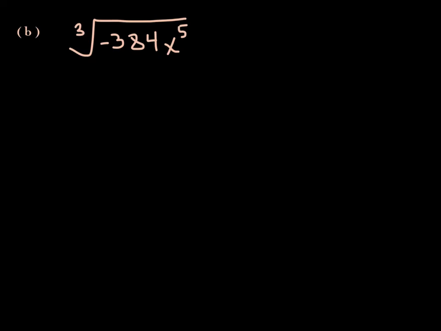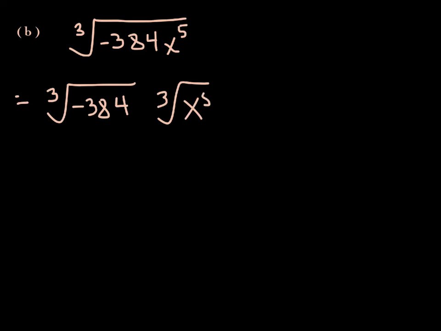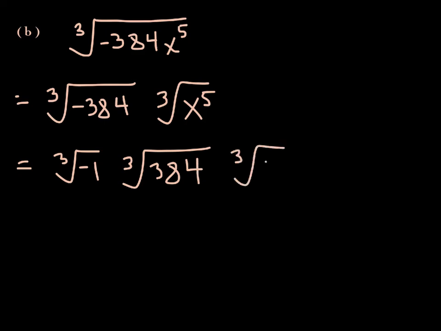The cube root of negative 384 times x to the 5th power. The first thing I'll do is use the product rule to rewrite this as the cube root of negative 384 times the cube root of x to the 5th power. I could probably do even better than that, folks. I can rewrite this as the cube root of negative 1 times the cube root of positive 384 times the cube root of x to the 5th.